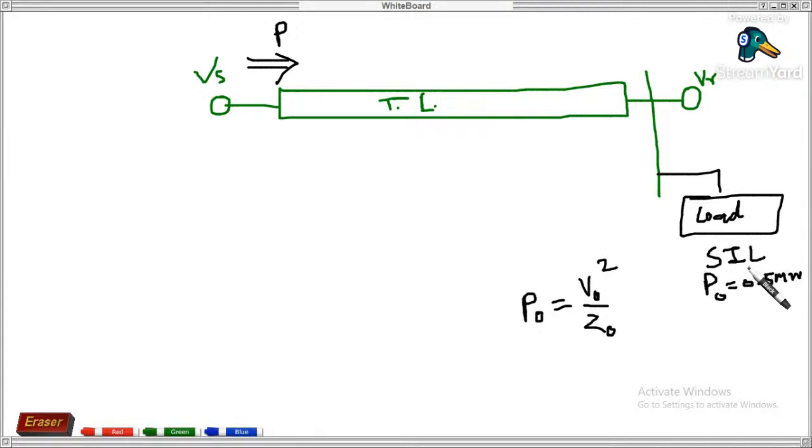You can connect maximally 0.5 megawatt load to this transmission line. Means what? In other words, maximally only 0.5 megawatt through this transmission line. For now, I do not want to use a compensator.